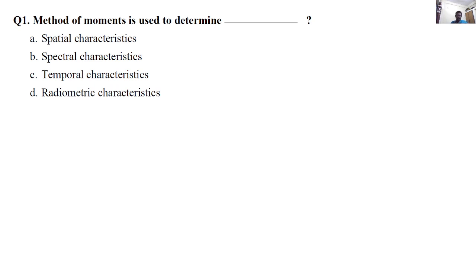So let's see. The first question is about the method used to determine... you know it already from the class. The short answer would be spectral characteristics, but I would be giving a detailed overview on it. Okay, so the answer is basically spectral characteristics, but I will be giving a detailed version also.